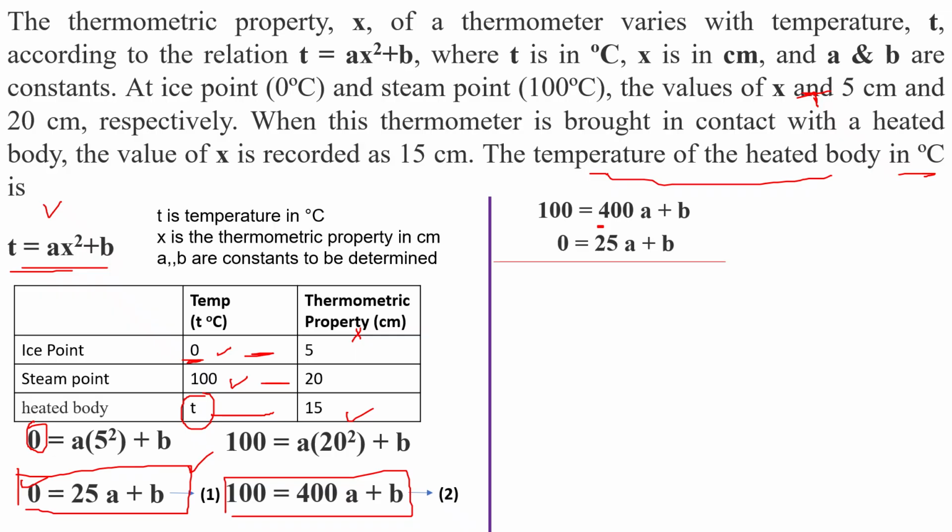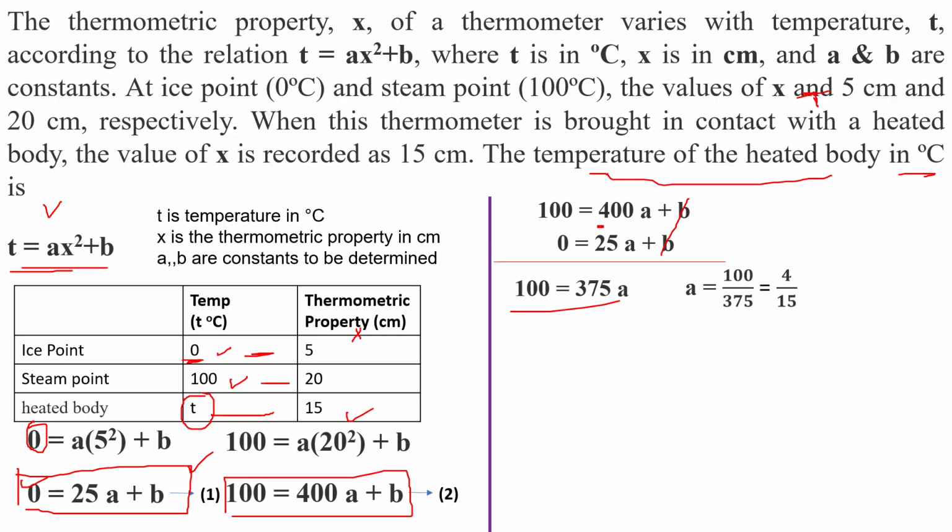So that is the second equation, 100 equal to 400a plus b, and the first equation, 0 equal to 25a plus b. Then subtract: 100 equal to 400a minus 25a, which is 375a, and b minus b, so b cancels. So from this, a equal to 100 divided by 375, which will become 4 divided by 15.